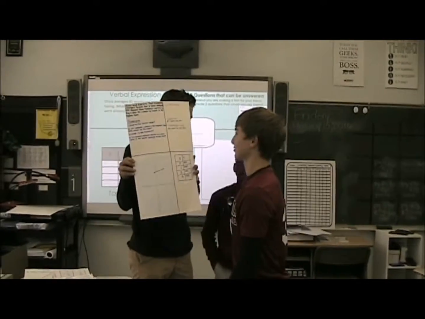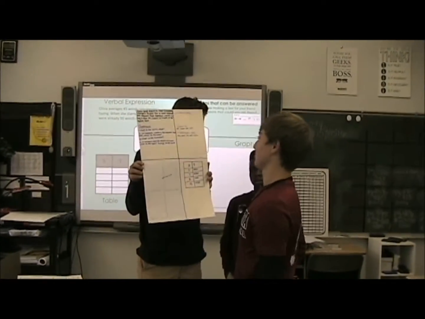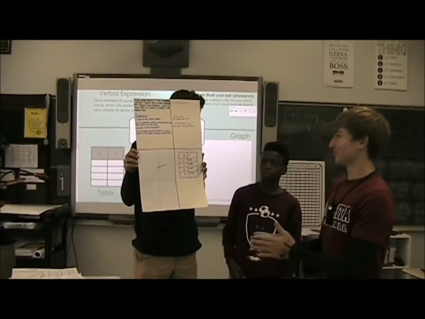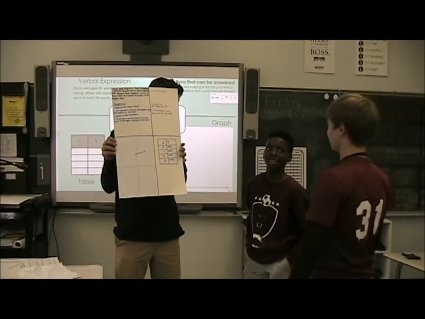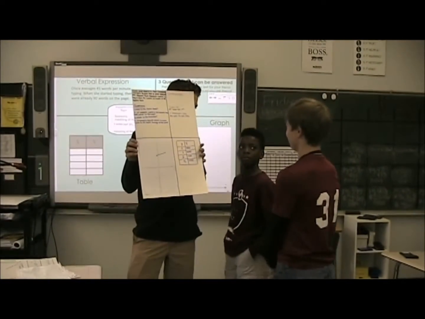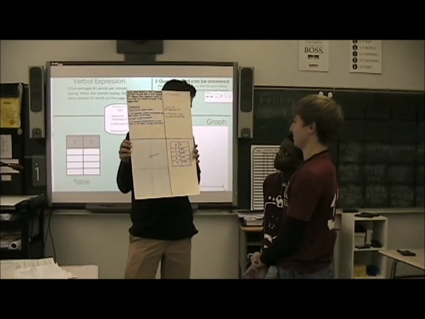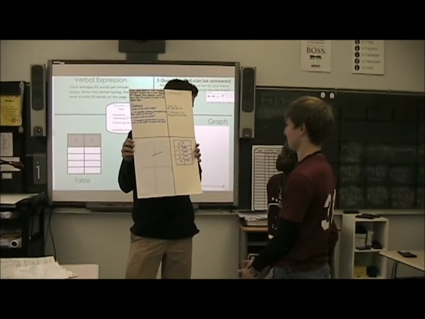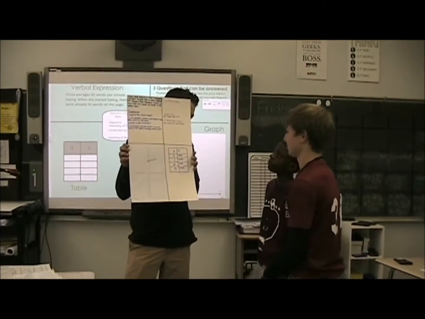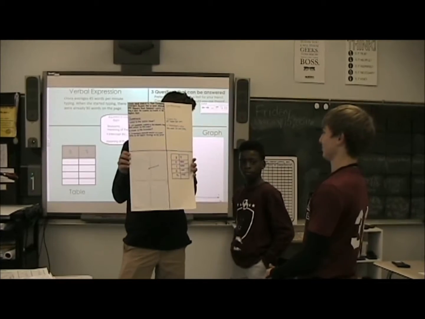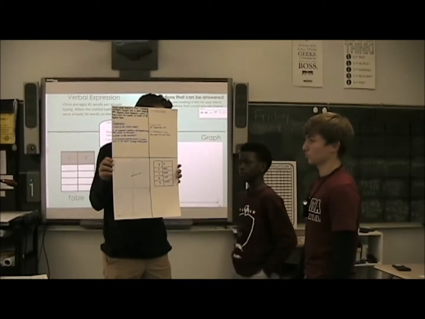Second, the pool company charges $1,000 per pool and $50 per square foot. Cameron wants to buy a pool. He wants to make it 50 square feet. The equation is y equals 50x plus 1,000. The slope is 50. The y-intercept is 1,000. The slope is the per square foot cost and the y-intercept is how much the pool costs to start.